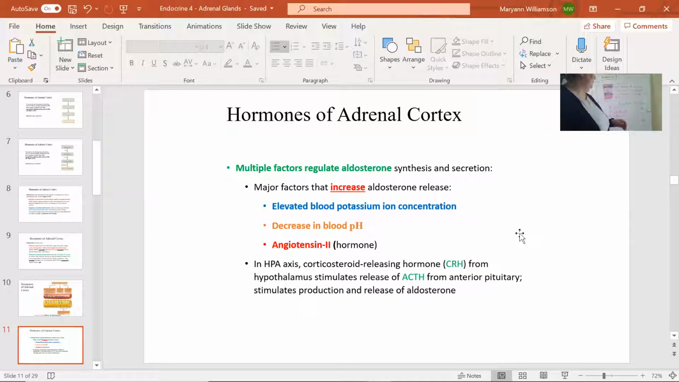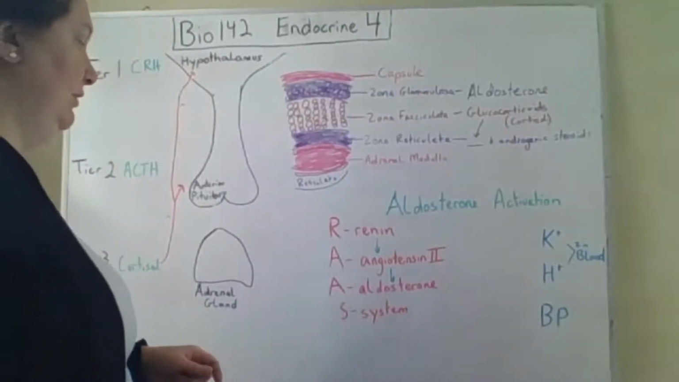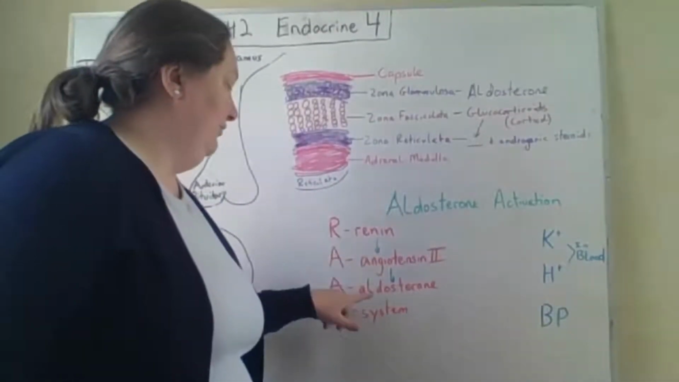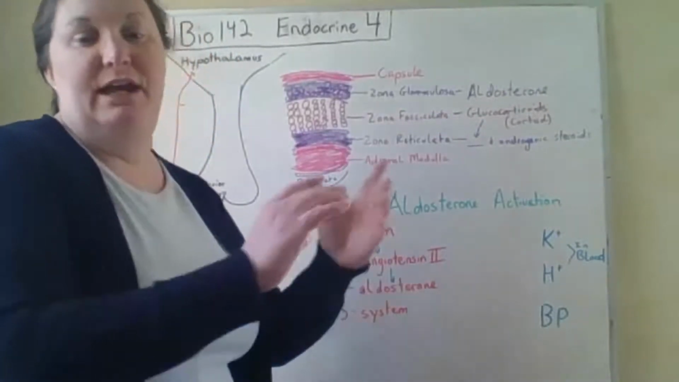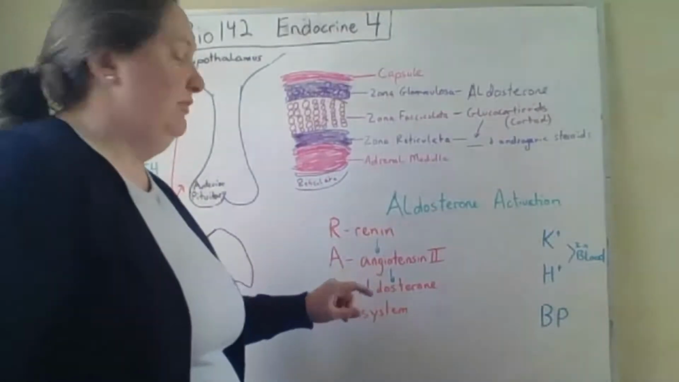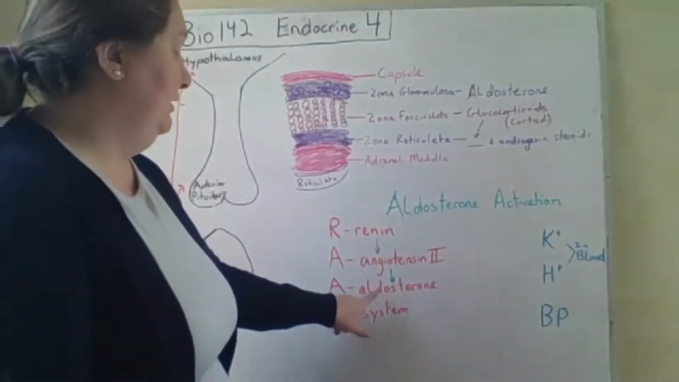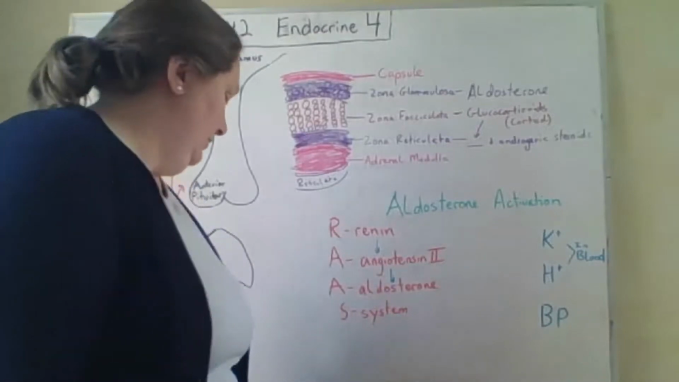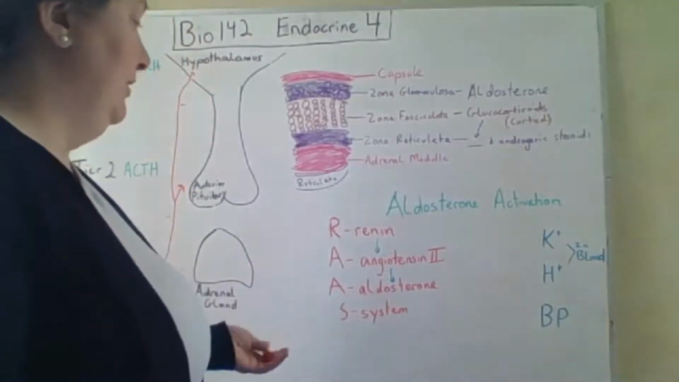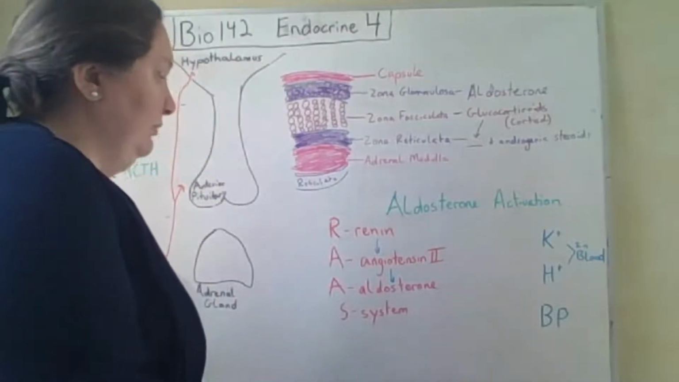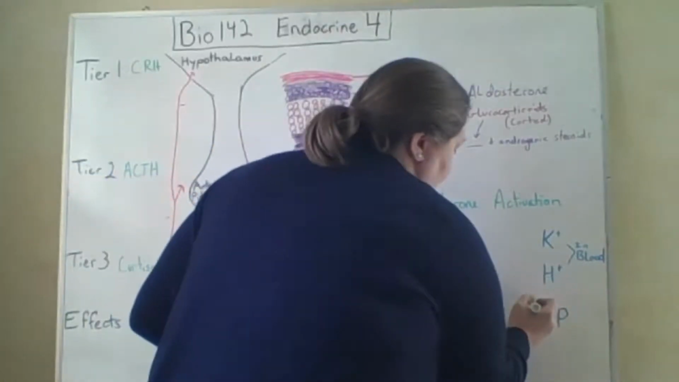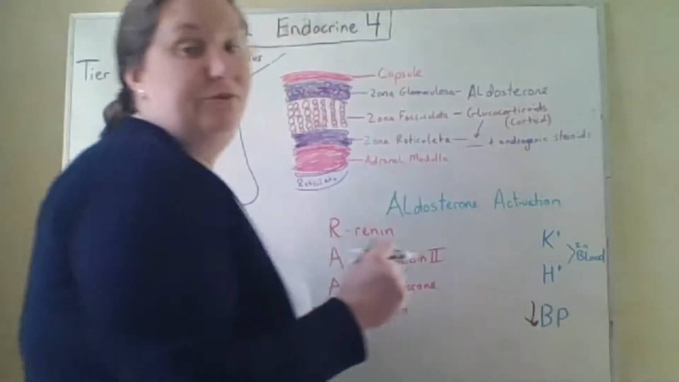All right, so what's going to cause activation of aldosterone? Well, the renin-angiotensin-aldosterone, the RAS system. Renin cleaves angiotensin, activates it. Angiotensin does a lot of things, including activating aldosterone. So this is kind of in response to low blood pressure. So if blood pressure is too low, that will activate aldosterone.